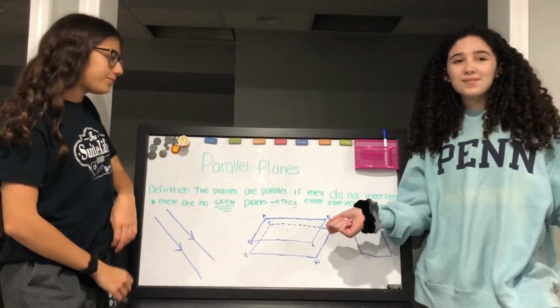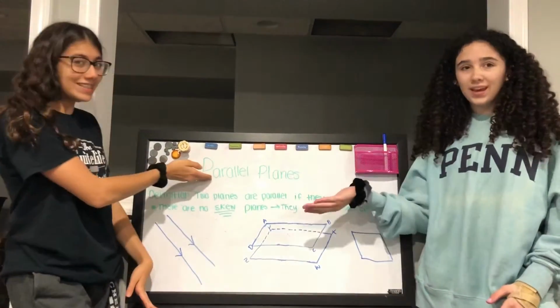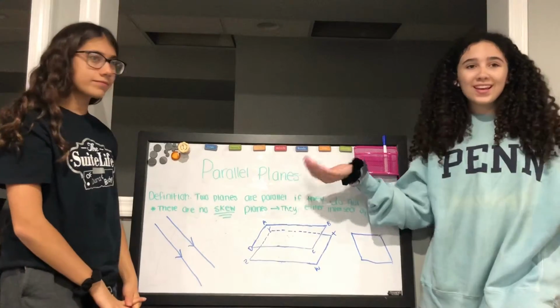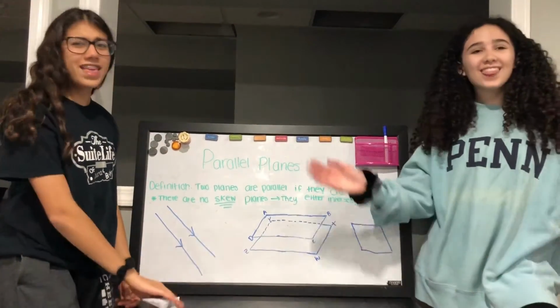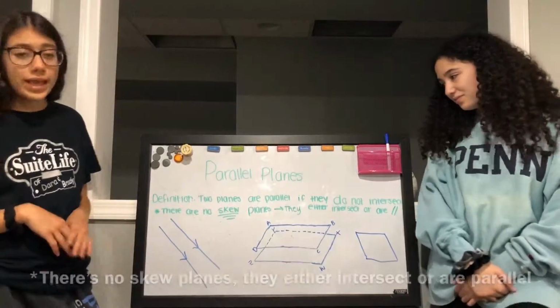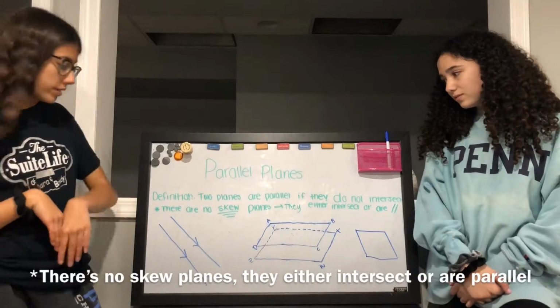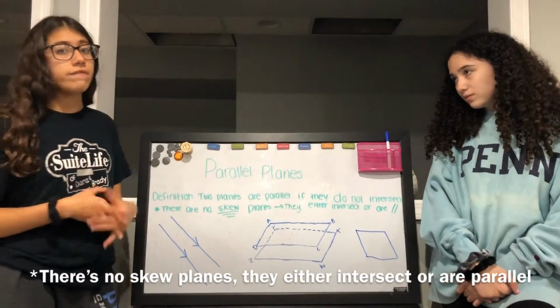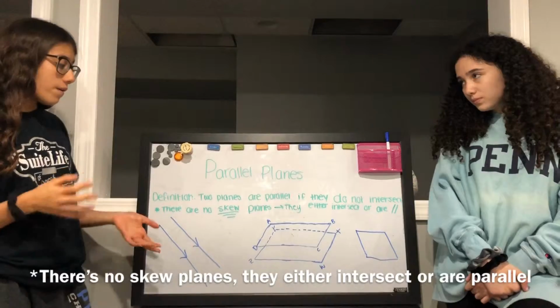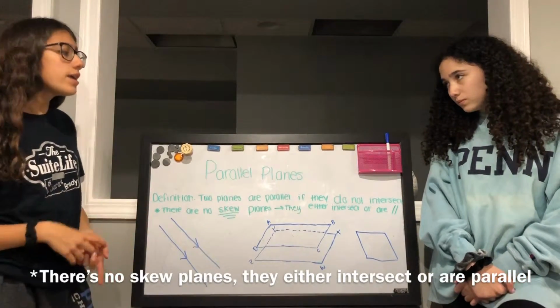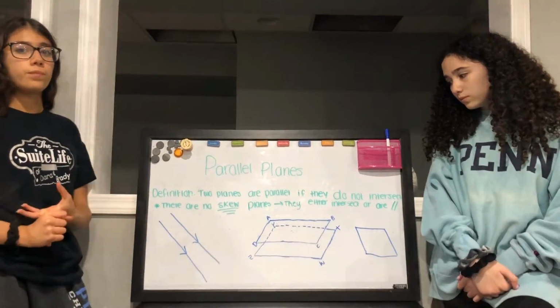Hi, today we're going to be teaching you about parallel planes. Do you know what a plane is? Not that kind of plane. 2 planes are parallel if they do not intersect. 2 lines are skew if they're not coplanar. However, there are no skew planes. They either intersect or are parallel.